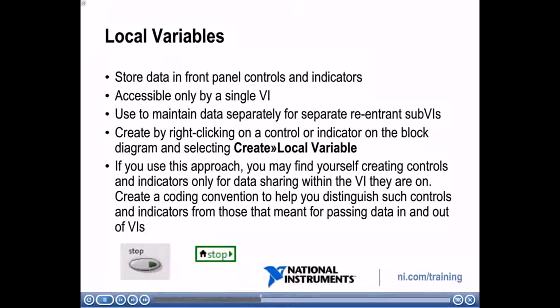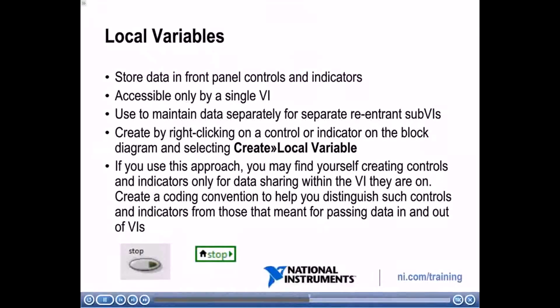Local variables store the data that's in front panel controls and indicators. If you look at the bottom there, there's a stop button. If I wanted to share the value of that stop button within that VI, I could use a local variable for it, which you see right there. On the right-hand side, you see the stop local variable. Local variables are only accessible within a single VI. You can also use them to maintain data separately for separate reentrant VIs or separate reentrant sub-VIs. To create a local variable, you can right-click on any control or indicator and select Create Local Variable, and that will allow you to place it on your block diagram.